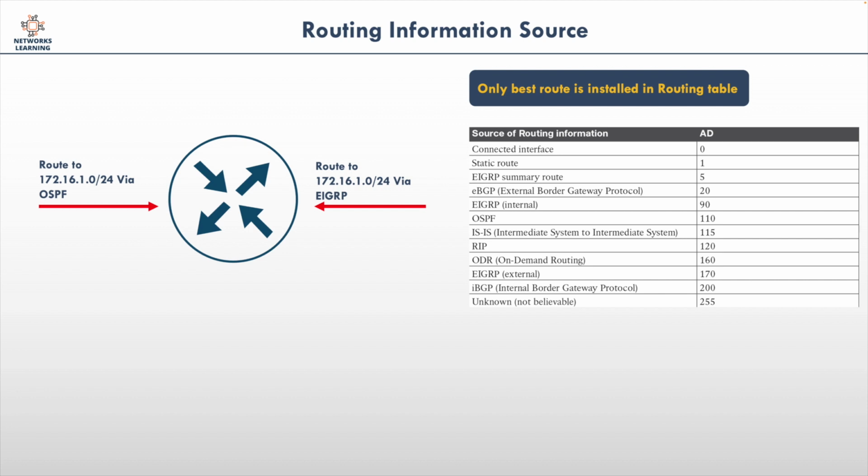So the connected interfaces have an AD of 0. If a subnet is directly connected, that is the best way to forward the traffic.